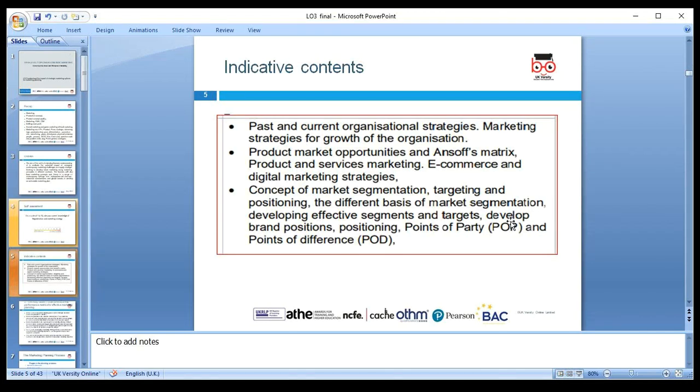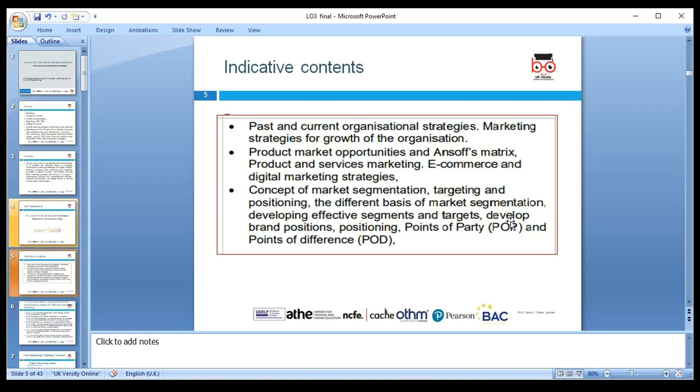Okay, so this is today's indicative content, the keywords: past and current organization strategies, which we'll go through. We'll discuss the product market opportunity, the Ansoff metric, which we discussed in the last lesson and will relate to again today. Igor Ansoff was a Russian mathematician who moved to America and studied at Harvard Business School, and he gave us this metric. It's called Harvard, and these are the growth strategies.